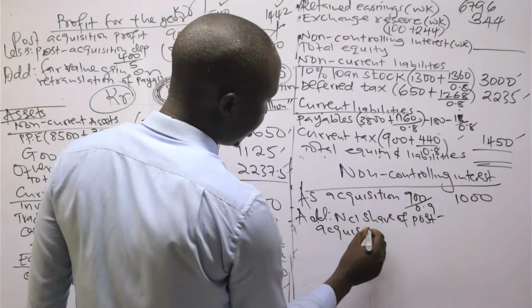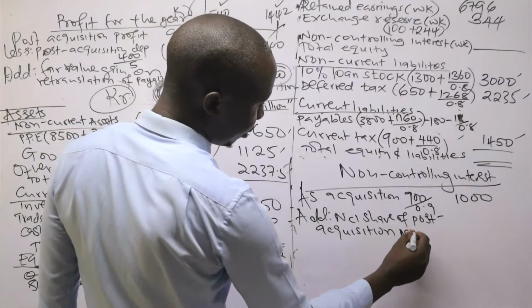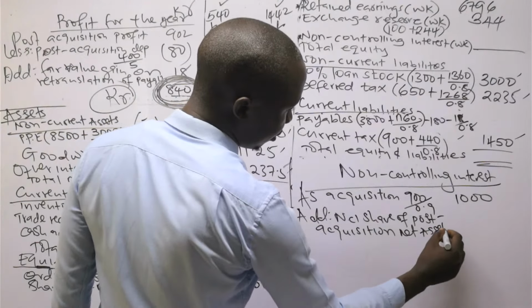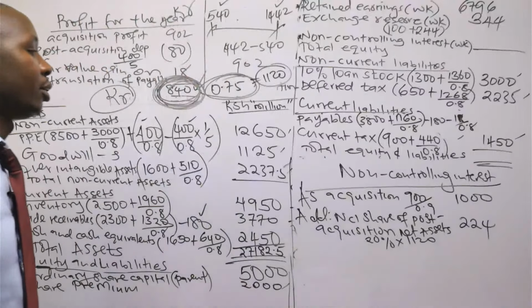NCI share of post acquisition net assets. So 20% of what? 1120. So what is attributable to the NCI there? 20% of 1120. That is 224.